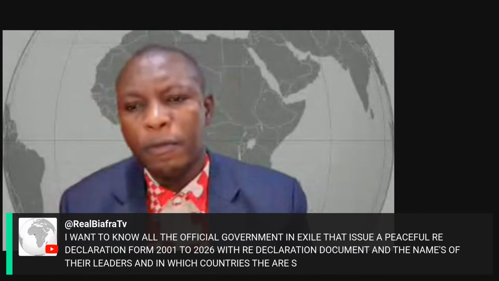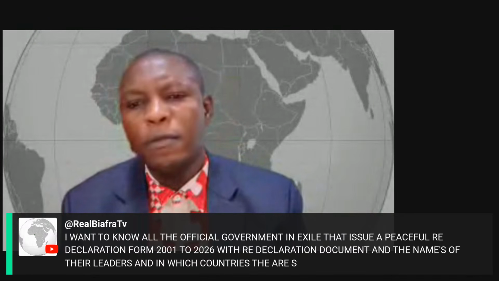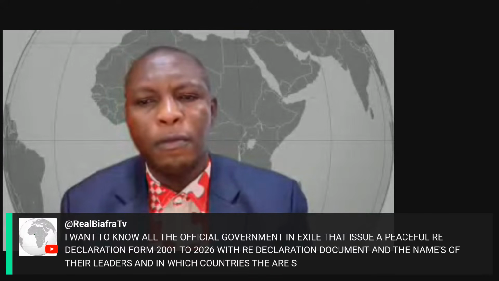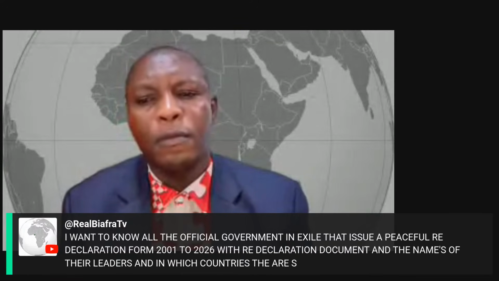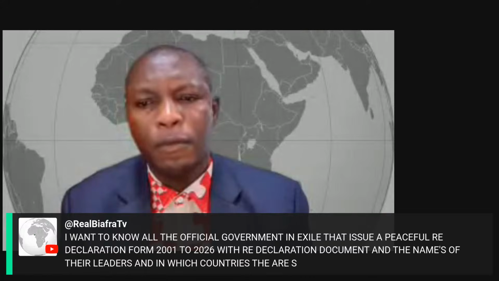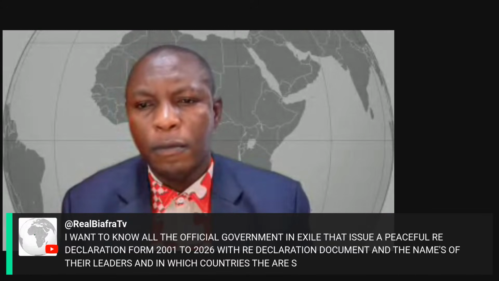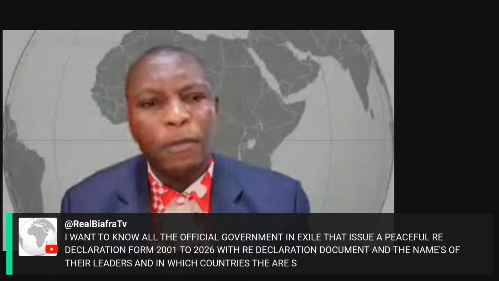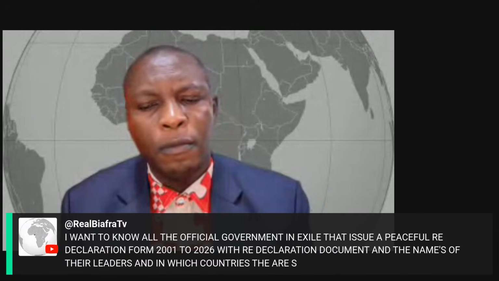In the 21st century, the most prominent and recent example of a government in exile issuing a peaceful redeclaration of a lost country is the United States of Biafra, USB. This movement represents a modern application of the legal principles of restoration and state continuity, moving away from the 1967 model of unilateral secession and toward a 2024 model of peaceful administrative reclamation. The latest official case, United States of Biafra, USB.